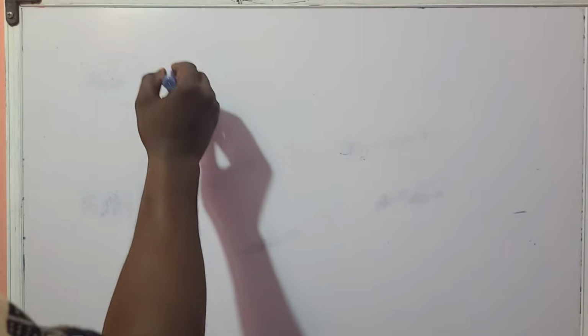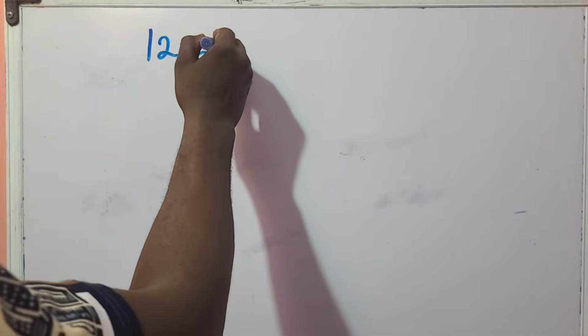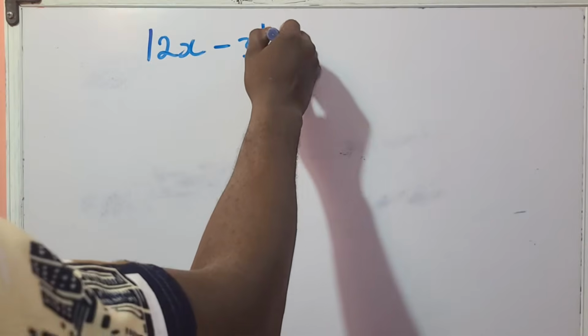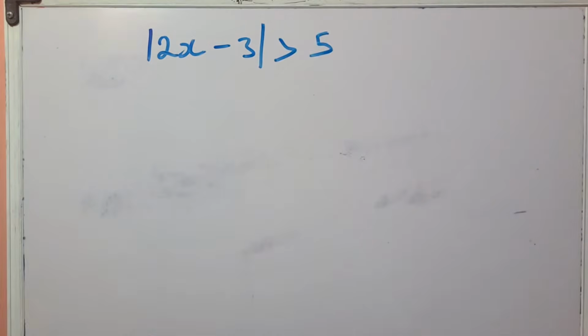All right, please pay attention. Look at the question. We have 2x minus 3 greater than 5. The question said, obtain the range of values for which the absolute value of 2x minus 3 is greater than 5. All right, so this is something very simple, although I would love to give as much clarity as I can so that everyone can get the best.